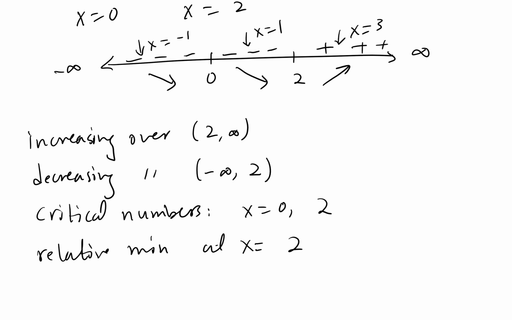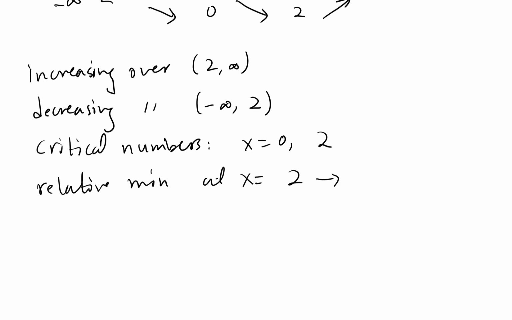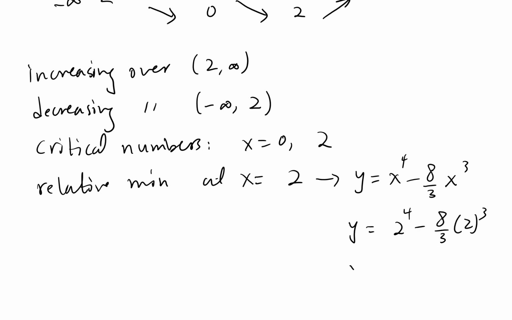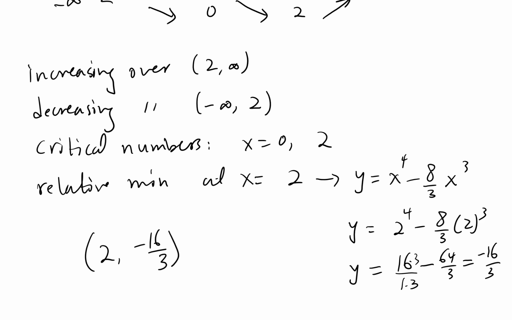From x equals 2, if I substitute into the function y equals x to the fourth minus 8 thirds x cubed, y is 2 to the fourth minus 8 over 3 times 2 to the third, 16 minus 64 over 3. Over 3, multiplied by 3 and 3, 48 minus 64, negative 16 over 3. So there's 2 comma negative 16 over 3. That's the actual point where the graph is going to reach a minimum value.